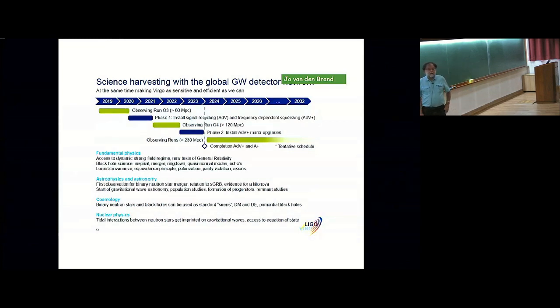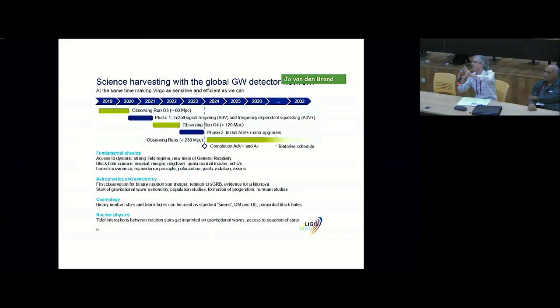About the schedule, I have a question. What about Virgo and KAGRA? Will they synchronize with this, or will they try to make things in such a way that there are overlaps all the time? Well, this is actually the Virgo schedule. It's pretty well coordinated with the LIGO schedule, I believe. Yeah, we coordinate.